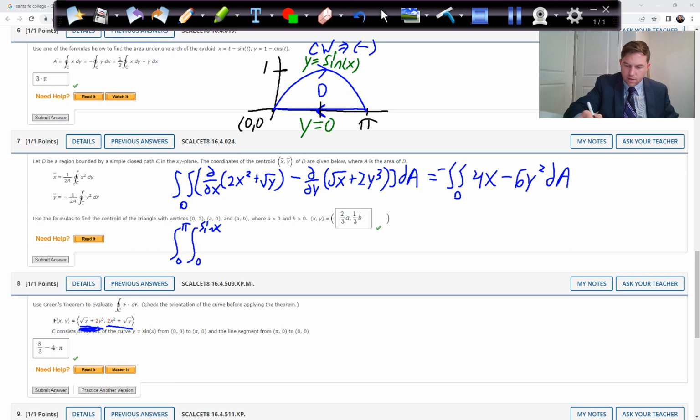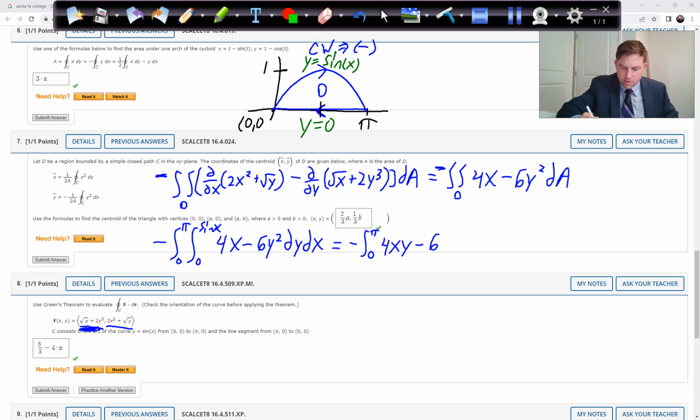and we forgot our minus sign. There should be a minus following this because of the clockwise nature of our curve. And we have 4x minus 6y squared with respect to y first, then x. So we get negative 0 to pi. Antiderivative of 4x would be 4xy. Antiderivative of 6y squared would be y cubed over 3. From 0 to sine x, dx now.